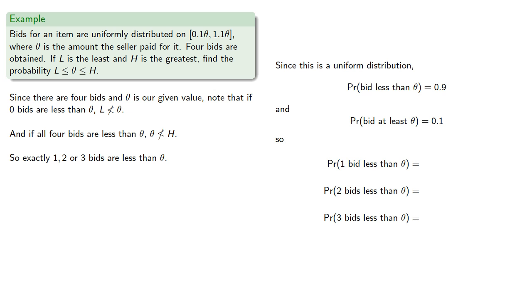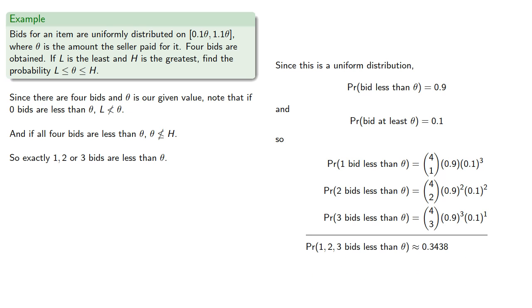And these will be, and so we can add them together to find. And so the probability that 1, 2, or 3 bids are less than theta is 0.3438. And so that's the probability that the lowest and highest bids bracket the original purchase price.